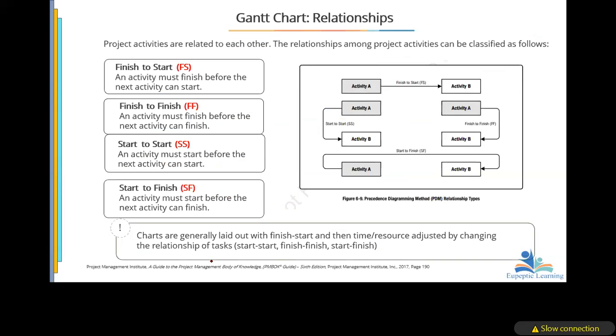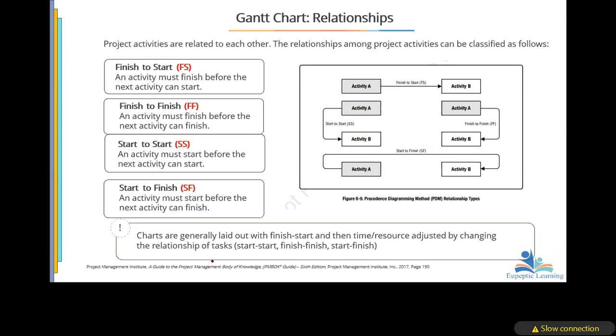So this is what we're talking about, the relationship or the dependencies. Finish to start: an activity must finish before the next activity starts. Finish to finish: an activity must finish before the next activity can finish. Start to start: an activity must start before the next activity can start. So until this one starts, this one will not start. Then we have the start to finish: an activity must start before the next activity can finish.